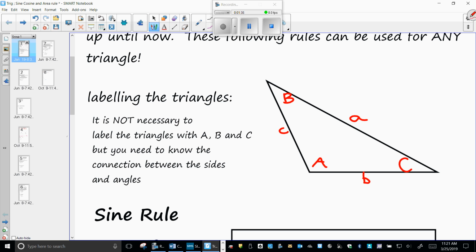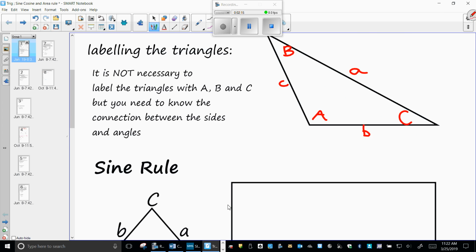So the angle has a capital letter, and the side length has a lowercase letter, and they're opposite each other. How do you know which one is which? It doesn't matter. What I'm going to talk about is how they're related to each other in the formula. That's the most important thing, and you'll understand what I mean. So the angles and the lengths are labelled opposite each other.